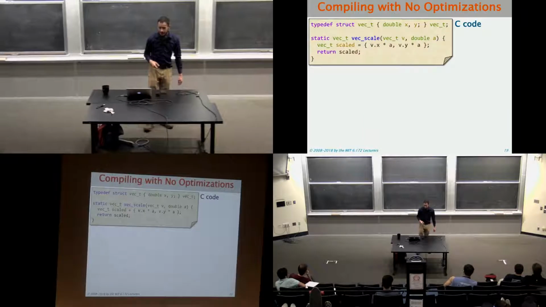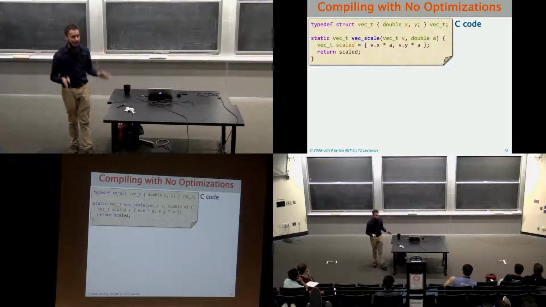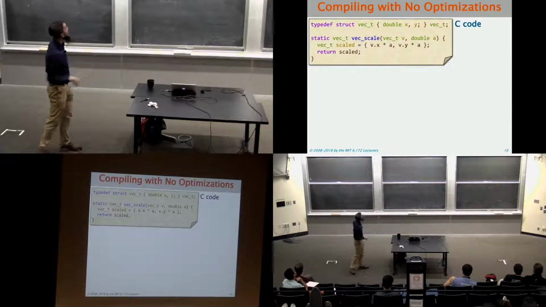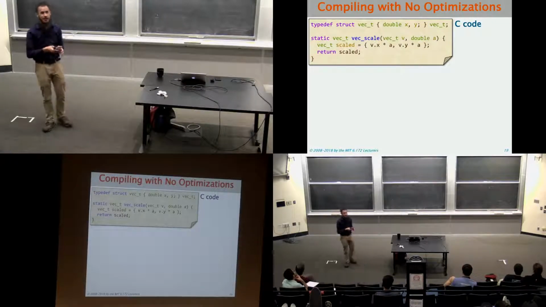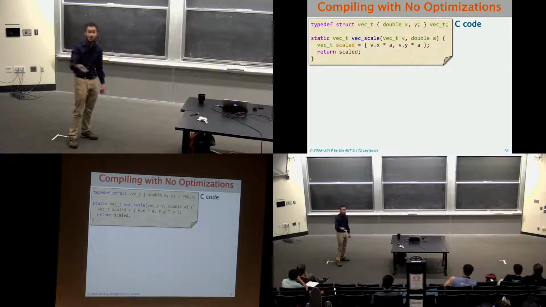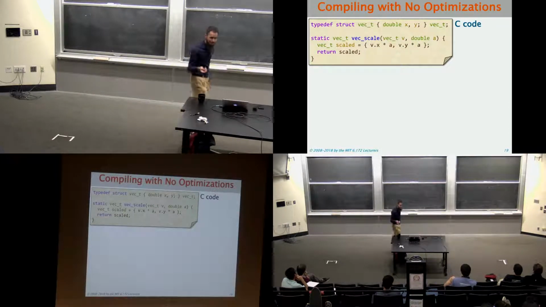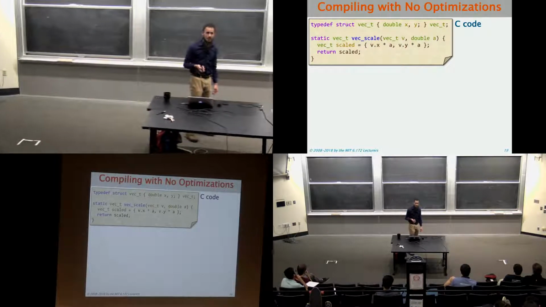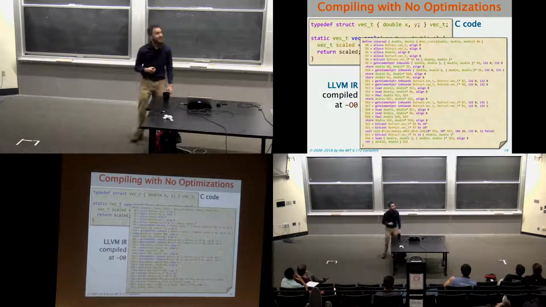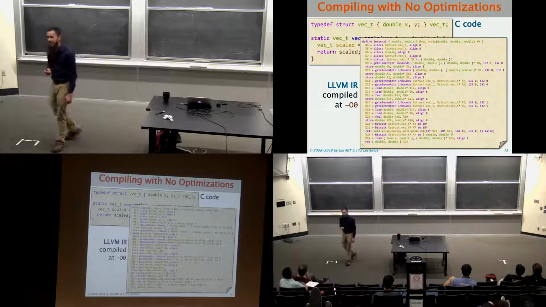OK. So let's try to start simple. Let's take a look at just one of these one-line vector operations. VecScale. All VecScale does is it takes one of these vector inputs and a scalar value a, and it multiplies x by a and y by a, and stores the results into a vector type and returns it. Great. Couldn't be simpler. If we compile this with no optimizations whatsoever, and we take a look at the LLVM IR, we get that, which is a little more complicated than you might imagine.